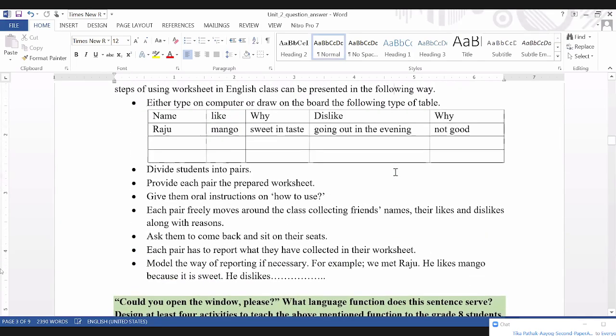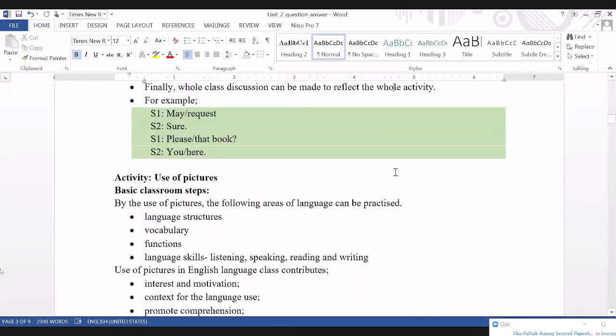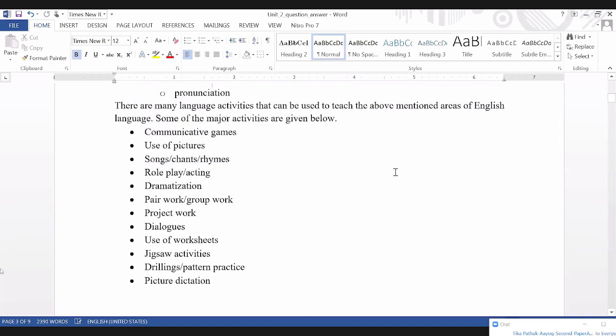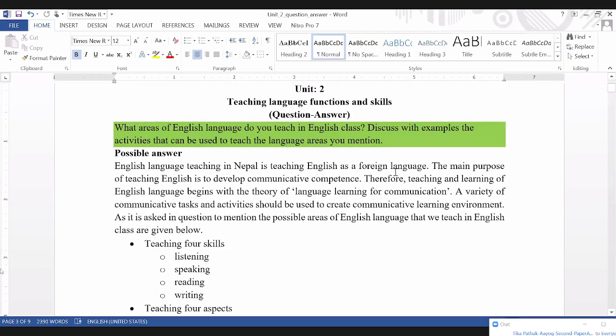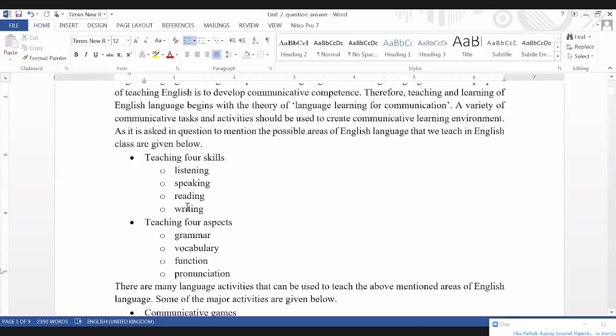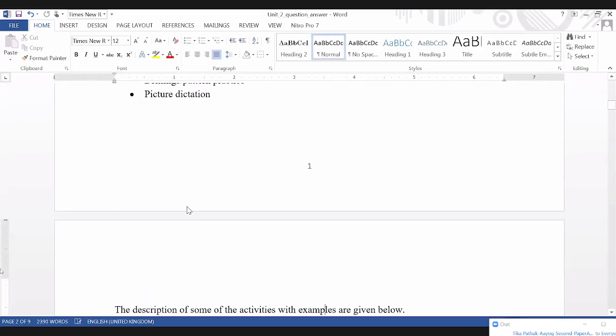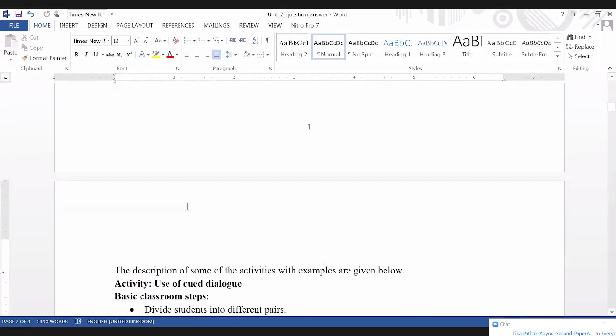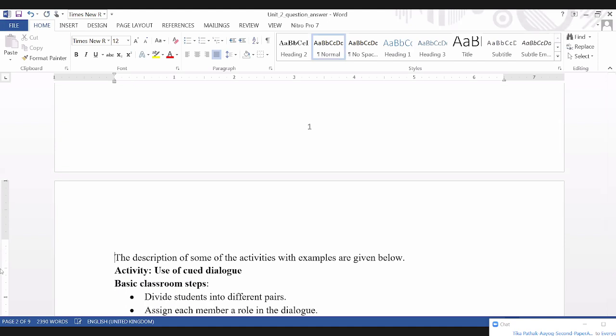You can take it. And for overall English language teaching, the activities are here. What areas of English do you teach in English class? Discuss with examples. The activities can be based on the language areas you mentioned. This kind of general question can also appear. So English aspects and what activities you can use. These 3 sample answers are here.